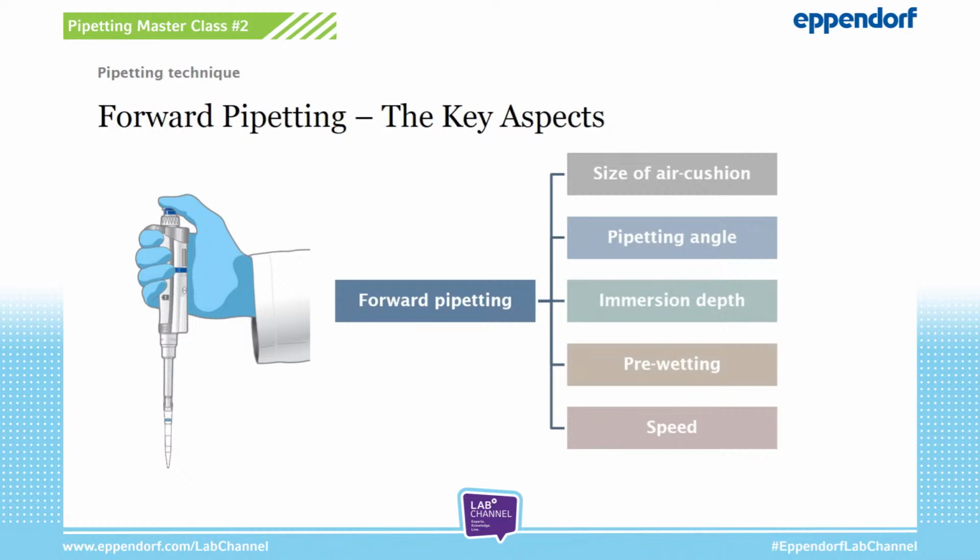This includes various points like those listed here: the size of the air cushion, how I hold the pipette when pipetting, how deep I immerse the pipette tip in the liquid when aspirating, whether I pre-wet the pipette tip, and how fast I aspirate the liquid. These are all aspects that we do automatically when we are pipetting, but the question is, are we doing them correctly? That's what we want to look at more closely, along with the impact they can have on the pipetting result.